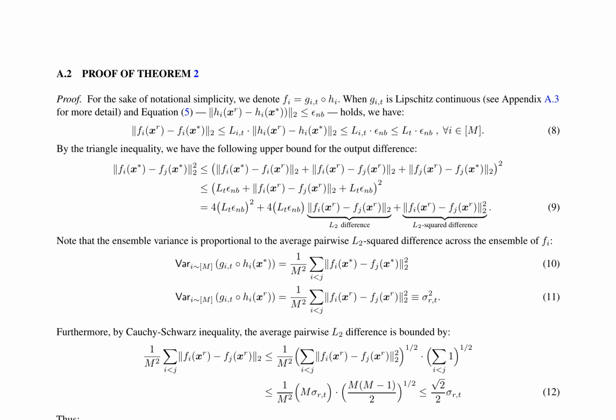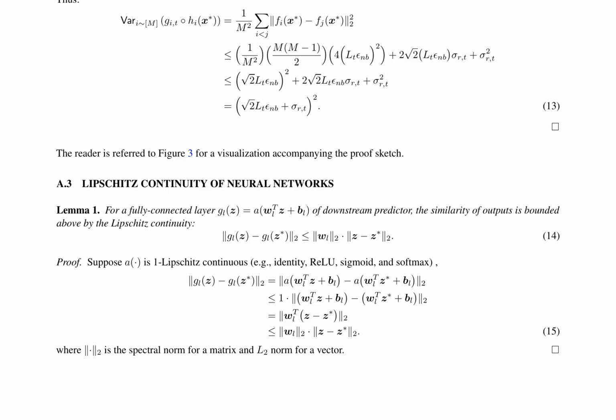In addition to the proof, the authors present a lemma that demonstrates the Lipschitz continuity of neural networks. Specifically, they show that for a fully connected layer g_L(z) equals a(W_L^T z plus b_L) of a downstream predictor, the similarity of outputs is bounded above by the Lipschitz continuity. This result is crucial for understanding how neural networks behave and how their outputs can be controlled and predicted.